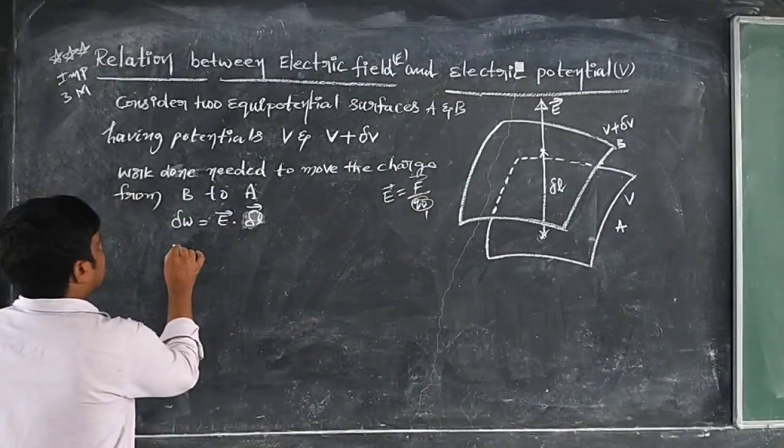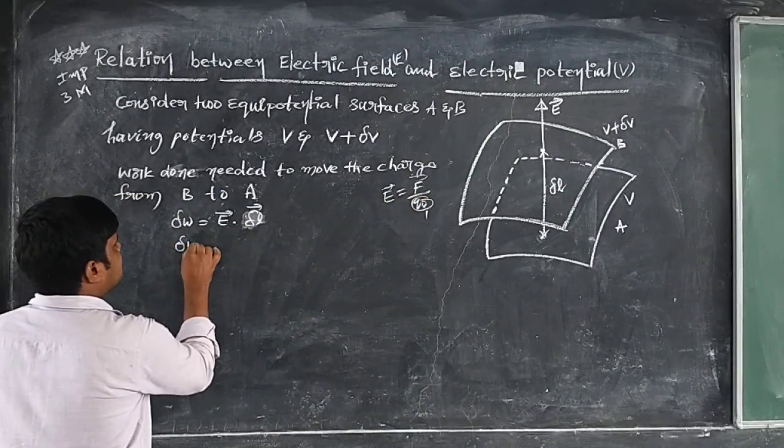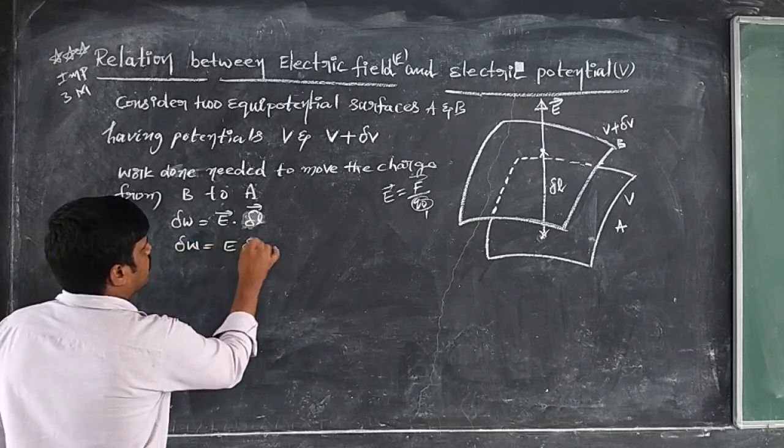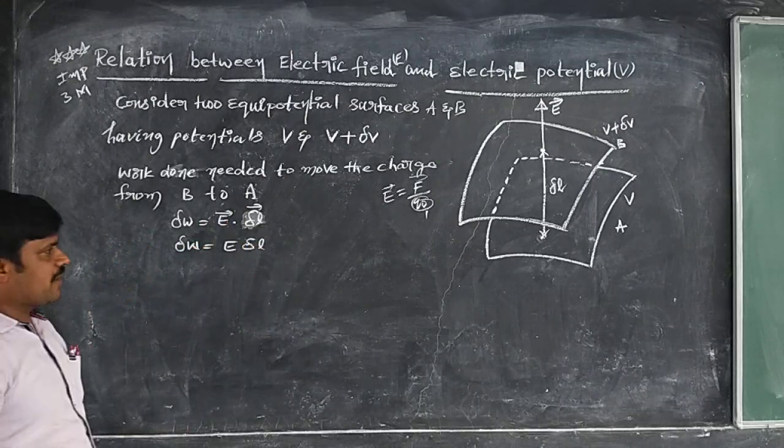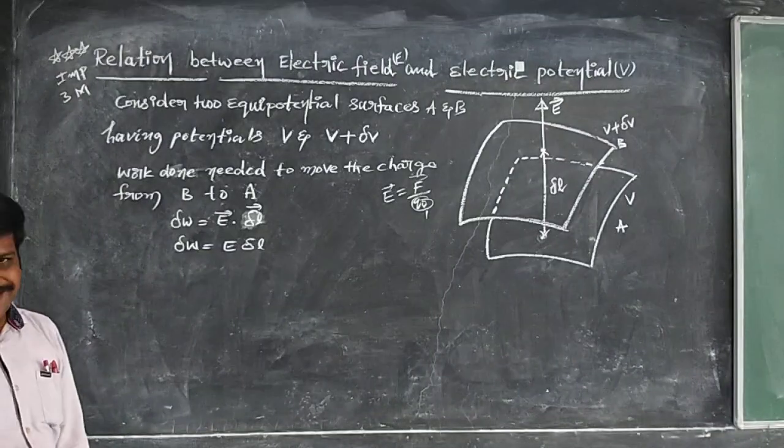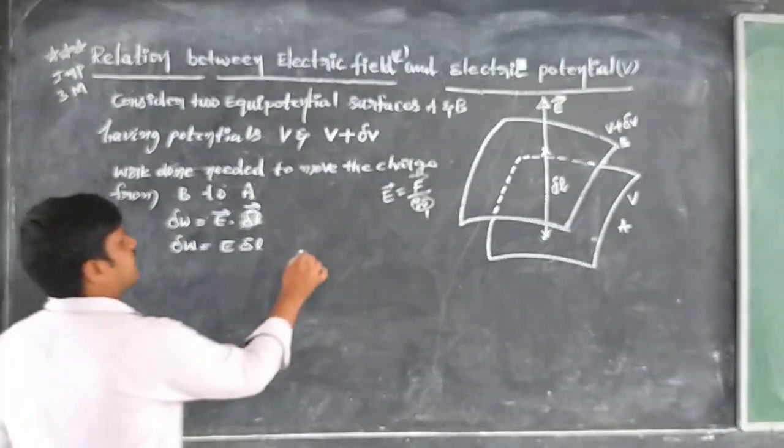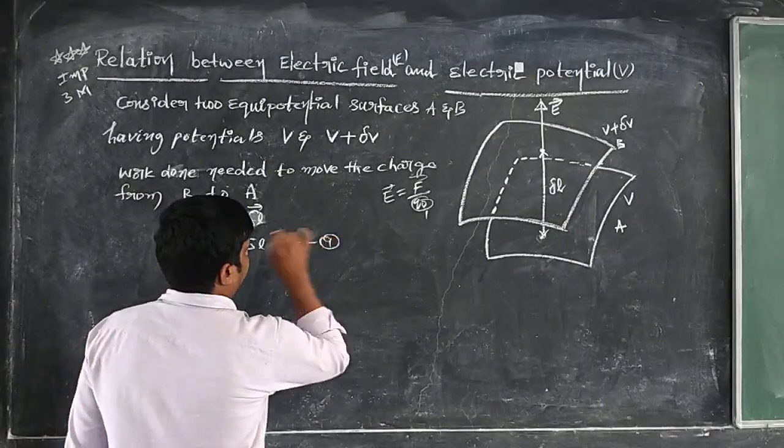Now from this, delta W is equal to E into delta L. That is nothing but the magnitude form. Let us take it as equation number 1.